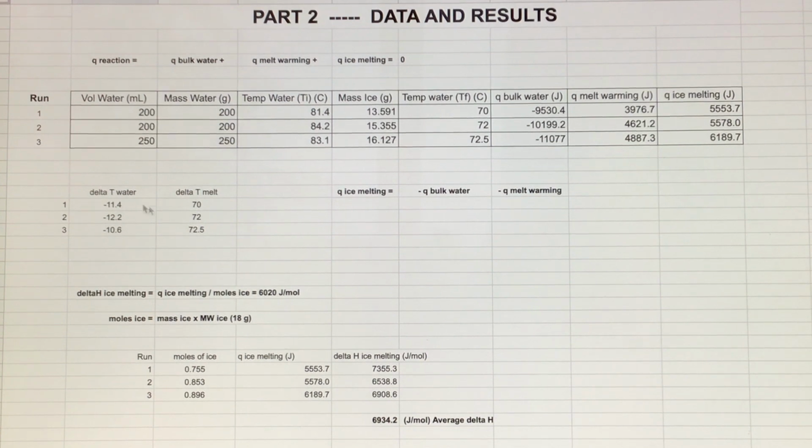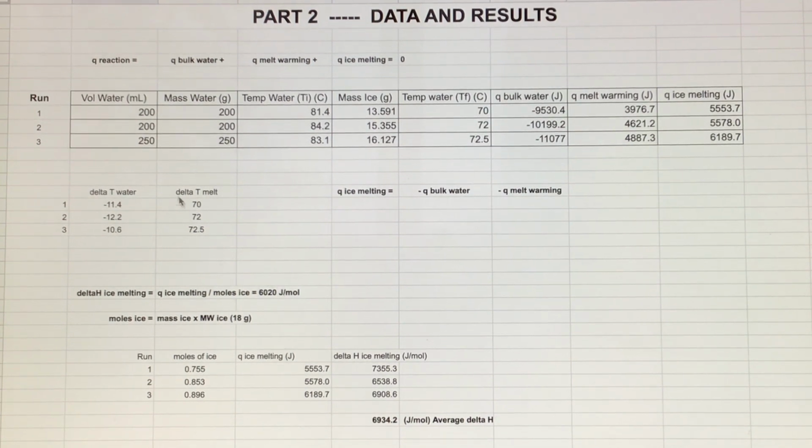So I collected data for 3 different runs. In runs number 1 and 2, I used the same amount of hot water, 200 milliliters, and in the third run, I decided to use a little bit more, 250. So the goal of part 2 was to determine the heat of fusion of ice, of water. Okay, ice and water are the same thing, only they are in 2 different states. Liquid water is liquid, ice is solid, but it's still water in both cases, okay?